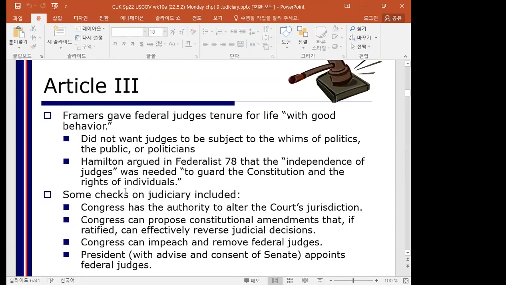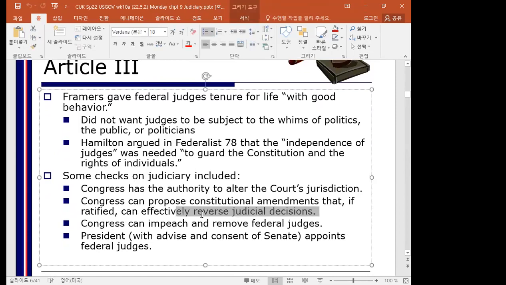Congress can impeach and remove federal judges, which they have done because federal judges are human beings and some of them are criminals. They do criminal things. And presidents appoint federal judges with advice and consent of the Senate. So the president has to appoint, and then the Senate has to approve. And of course, this is part of this intense political polarization over the judicial branch and the appointment of the right kind of judges to interpret the Constitution.